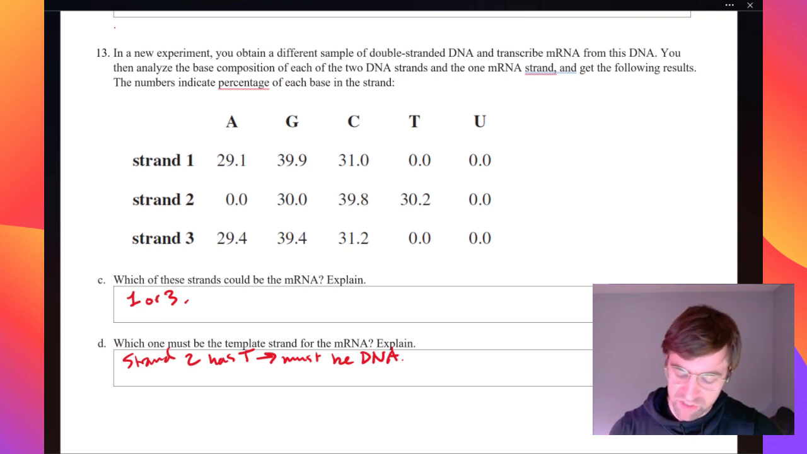Yeah, strand 1 or strand 3 could be, either of them could be RNA. The ratios are all similar enough that it's hard to say, but strand 2 is definitely DNA.